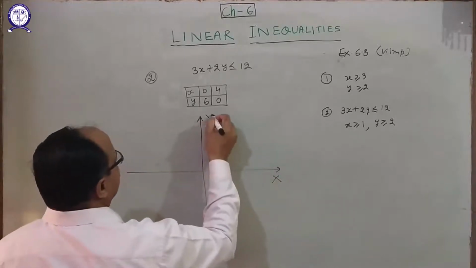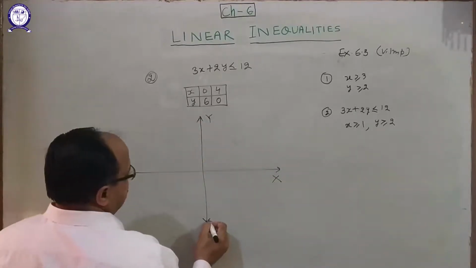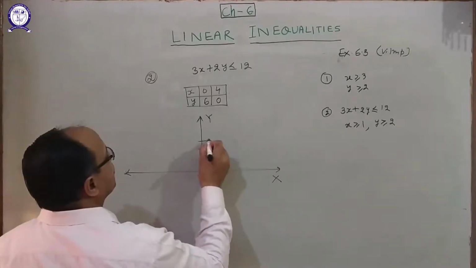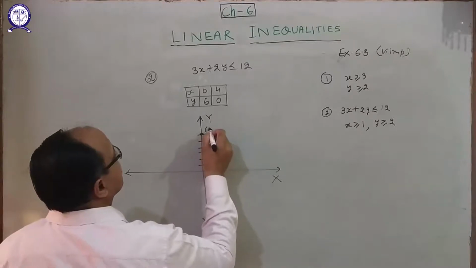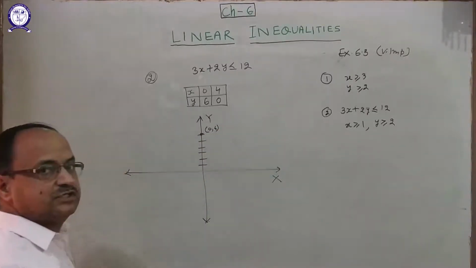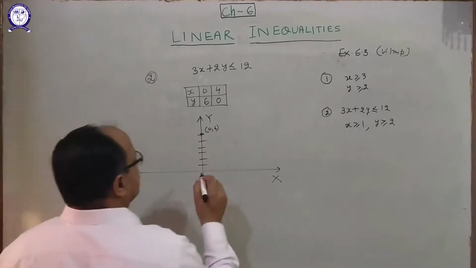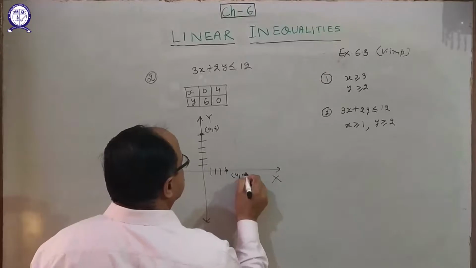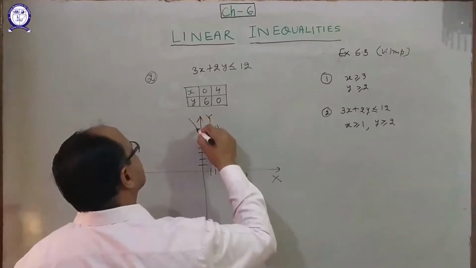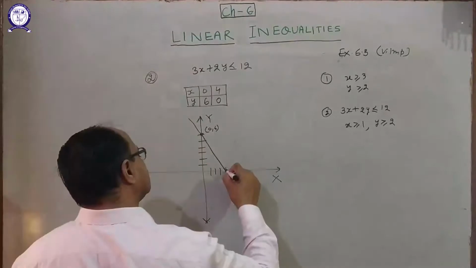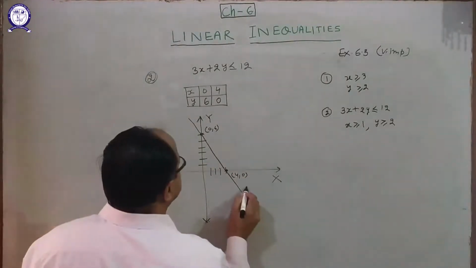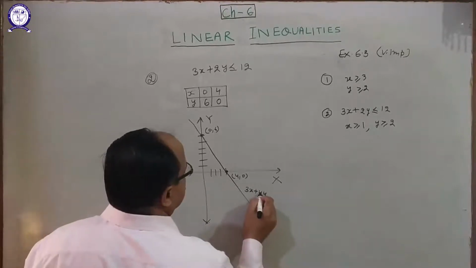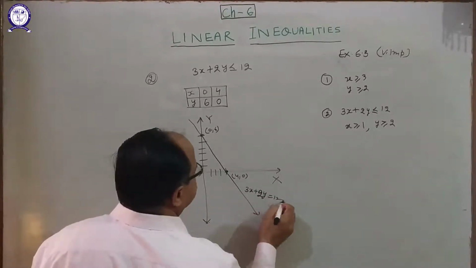X-axis, y-axis. 0, 6, then 1, 2, 3, 4, 5, 6. This point is called (0, 6). Correct? And 1, 2, 3, 4. This is (4, 0). Draw the line. This is the graph of 3x plus 2y is equal to 12.